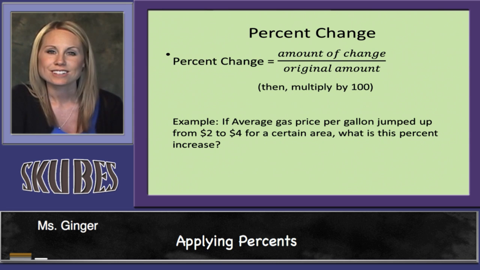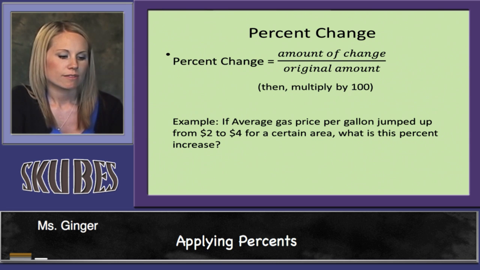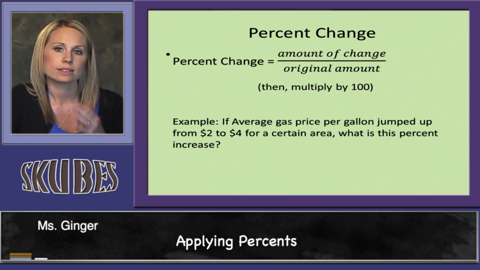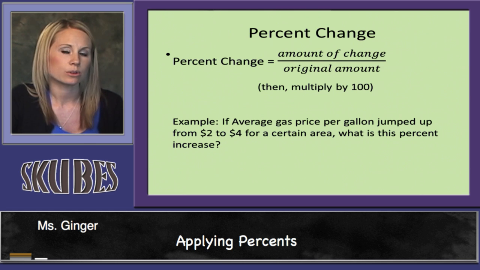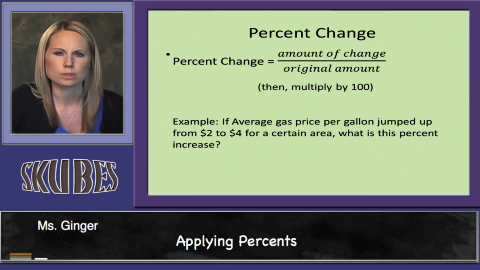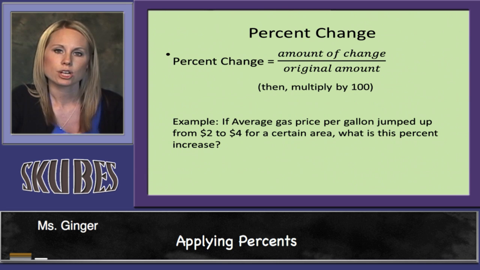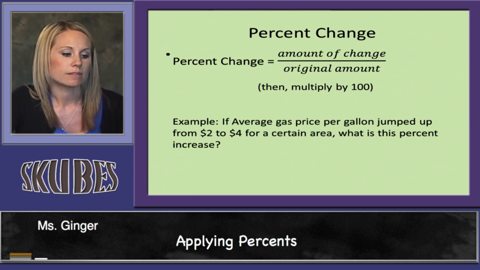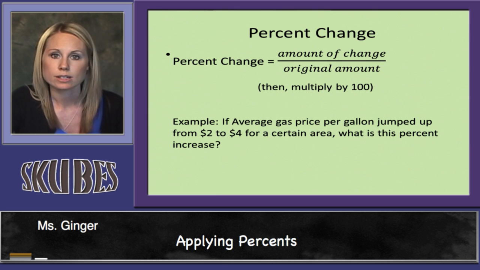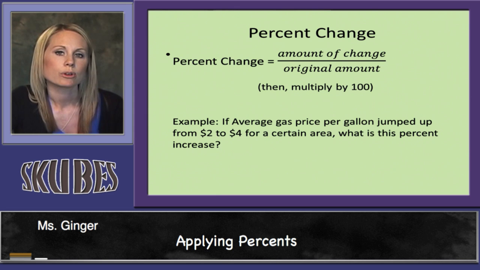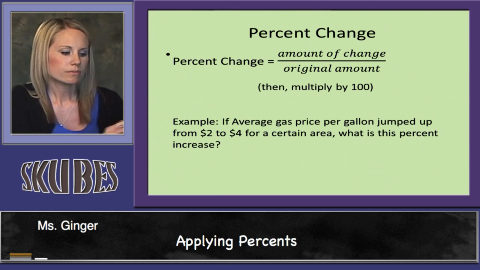Alright, let's talk about percent change. If you're trying to find if a certain price was increased or decreased and you want to know what percent change that was, what you've got to do is take the amount of the change in price or whatever of items and divide by the original amount. Very simple. And again, when you're done, we're going to multiply by 100.